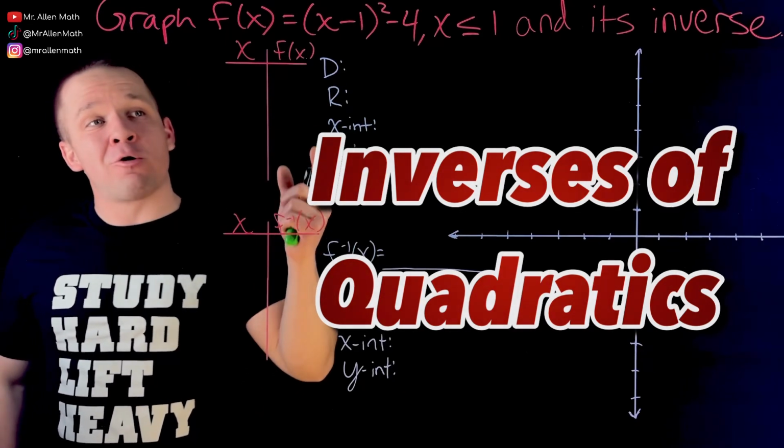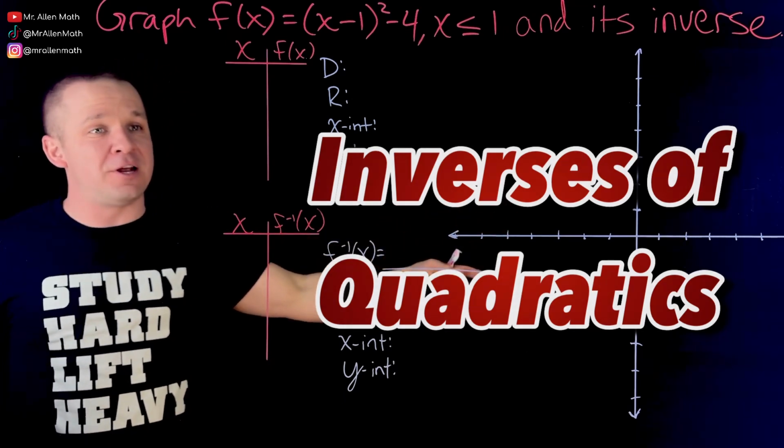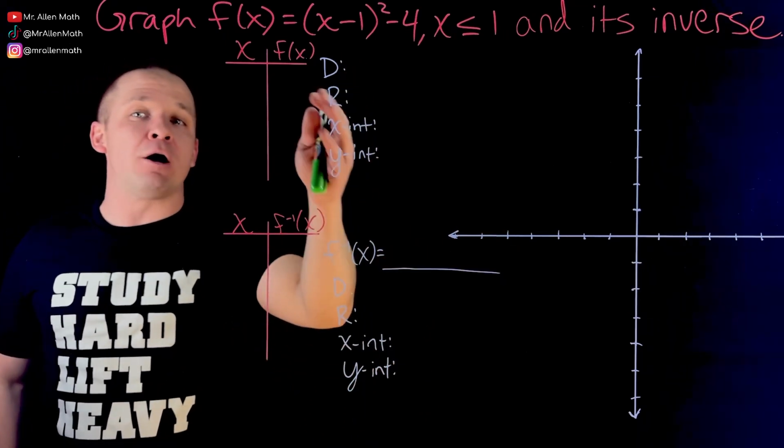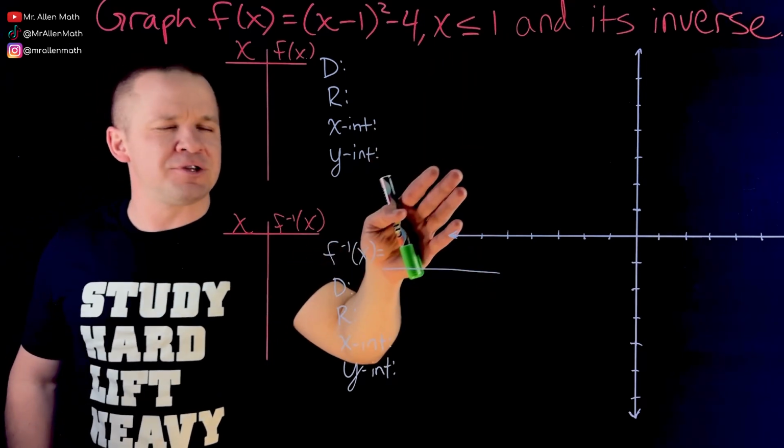Mr. Allen is going to be graphing a quadratic function with a domain restriction and its inverse in this video, and getting a whole bunch of details about both of those functions. But what's with this domain restriction? I've never seen that before.